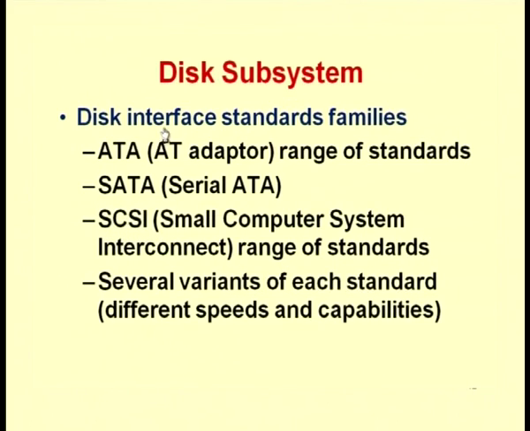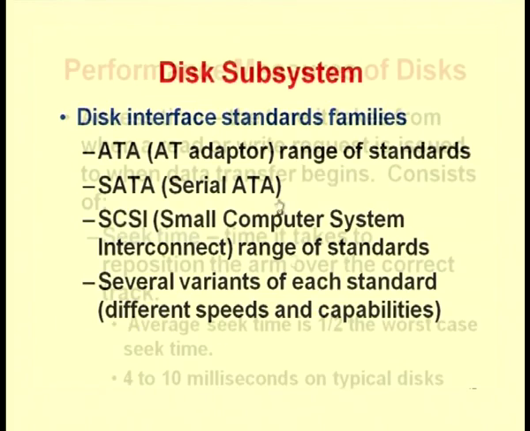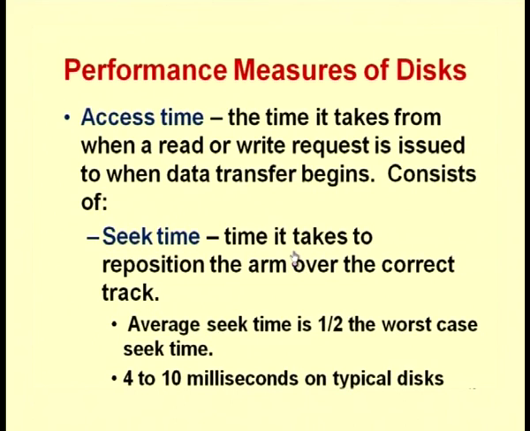And then you have disk interface standards also. You have ATA, which is the AT Attachment range of standards, and you have SATA. When you are buying a computer, you would have looked at the SATA disk, serial ATA, and then you have SCSI, that is the Small Computer System Interface range of standards, and you have several variants of each of these standards. Now, when we look at disks, what is the performance measure of these disks?